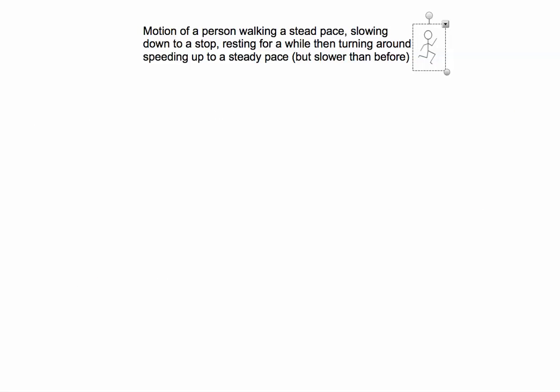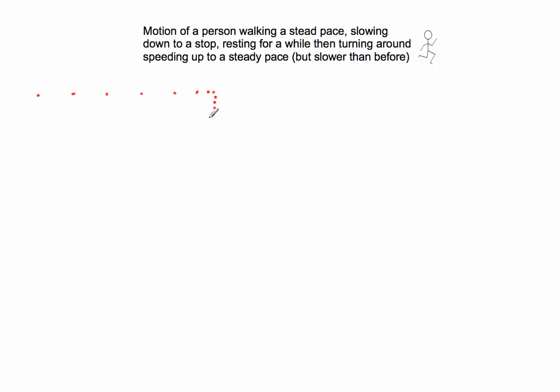Now we can put this all together in a more complicated motion, the motion of a person walking at a steady pace, slowing down to a stop, resting, and then turning around and speeding up. So here they are, walking at a nice steady pace, nicely spaced out, and then they begin to slow down and the dots get closer together. Now let's say they stop for a while. Well, we can't show dots on top of each other, we wouldn't see them.